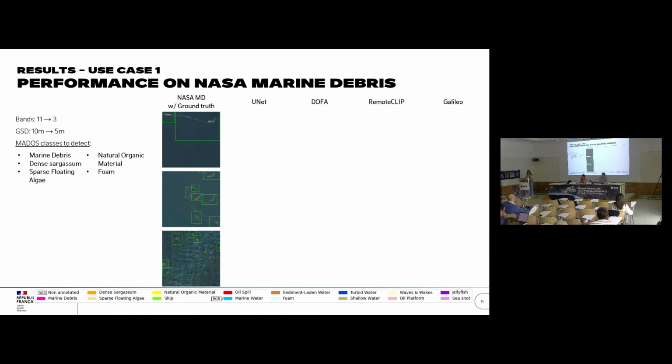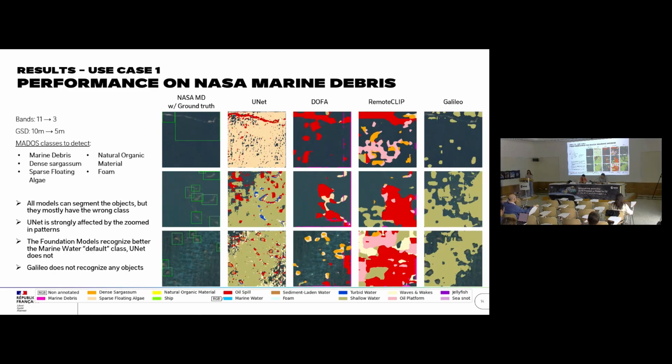So here we have a few of the MADOS classes that are actually considered as marine debris in this second dataset. The images look like this, and the segmentation maps that we obtain are as you can see here. The first thing to notice on the first row for UNet is that the UNet doesn't recognize anymore the marine water class that was the background. It often associates it with the sparse floating algae class, so it basically sees algae everywhere on the images.